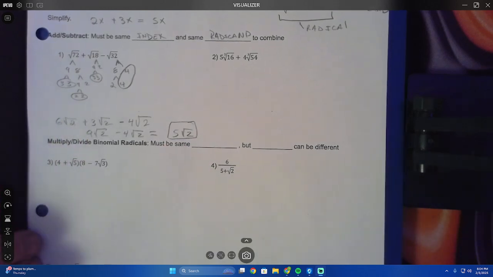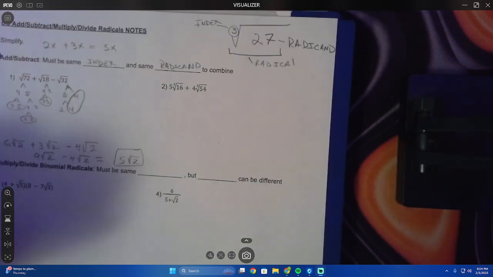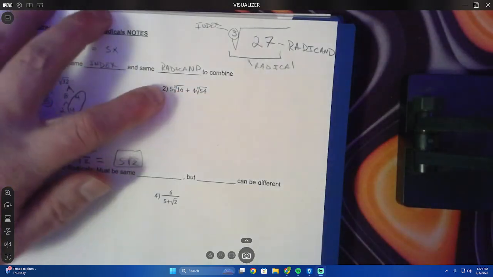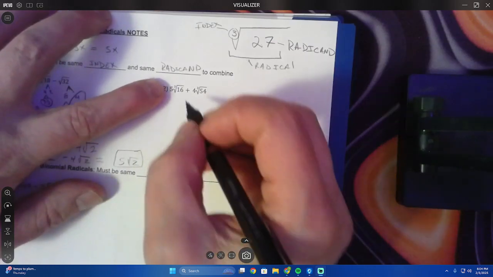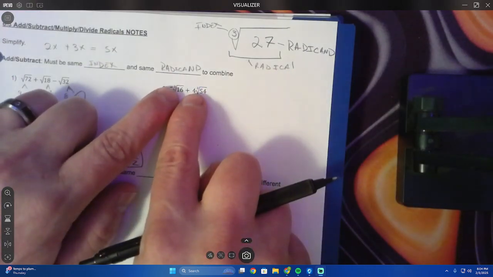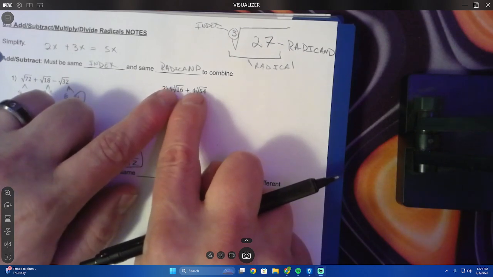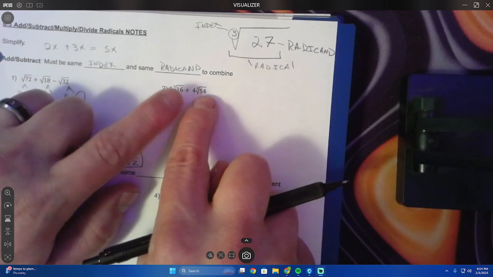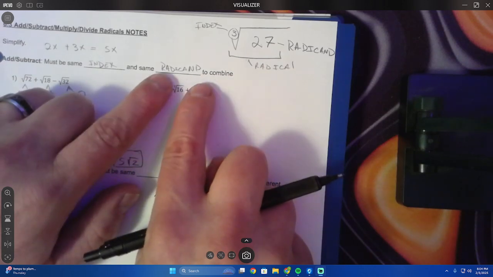All right. Hopefully you find that helpful. Now let's talk about how I can do this again with a cube root. So I noticed that these do have the same indices. These both have that cube index. So now I need to check and simplify these down and see if I can get that same radicand.